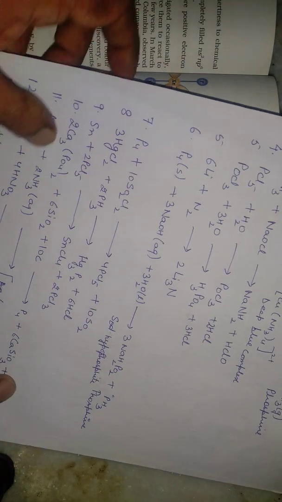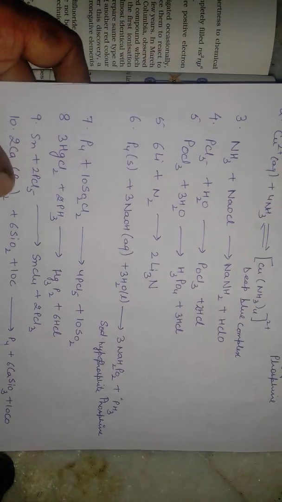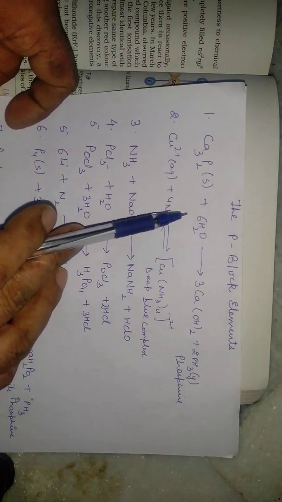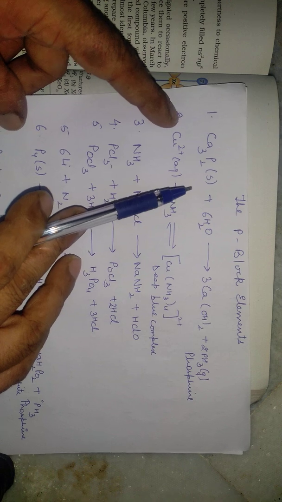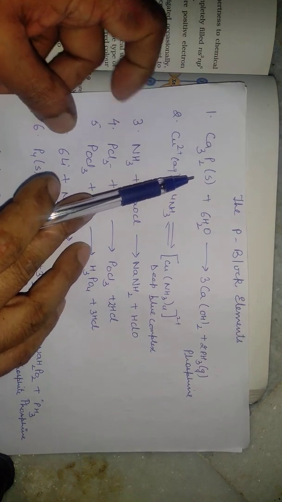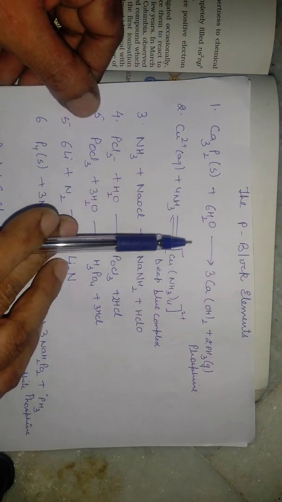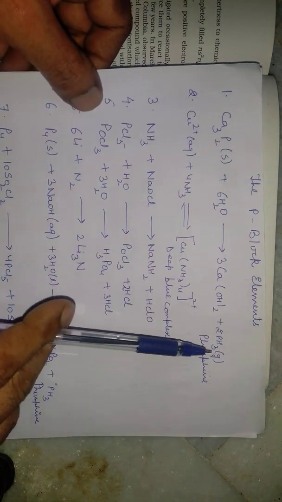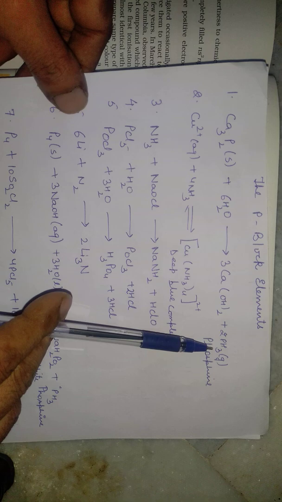Moving on to the next reactions, a few more reactions I have discussed here. The P block elements, a few more questions. When calcium phosphide, solid, reacts with water, it results in the formation of calcium hydroxide and phosphine gas gets liberated. It is highly toxic.